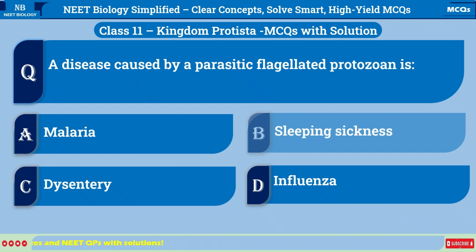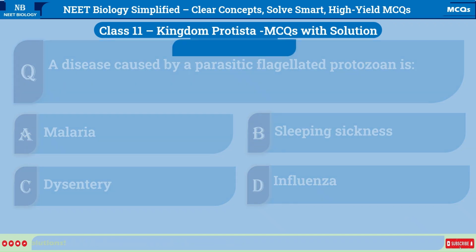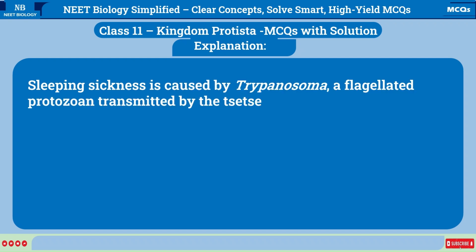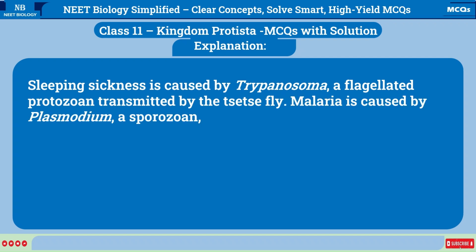Correct answer is B. Sleeping sickness. Explanation: sleeping sickness is caused by Trypanosoma, a flagellated protozoan transmitted by the tsetse fly. Malaria is caused by Plasmodium, a sporozoan, not flagellated.